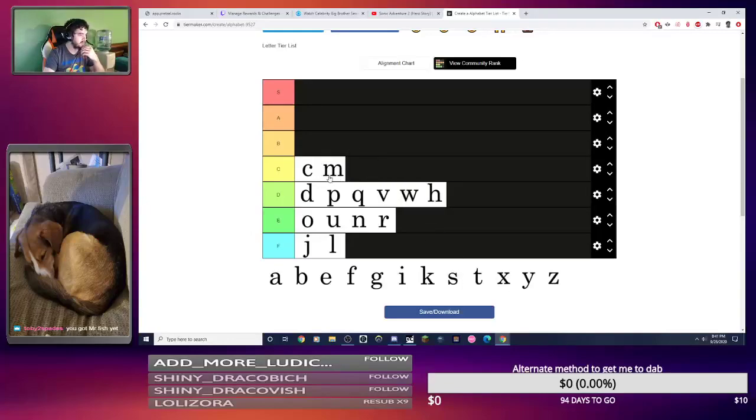But I think M should go with it because M, while it looks like N, is 2 bumps instead of just 1. 1 is bland and boring. 2 gives it a little flair. And with that logic, I'm actually going to move W up 1.